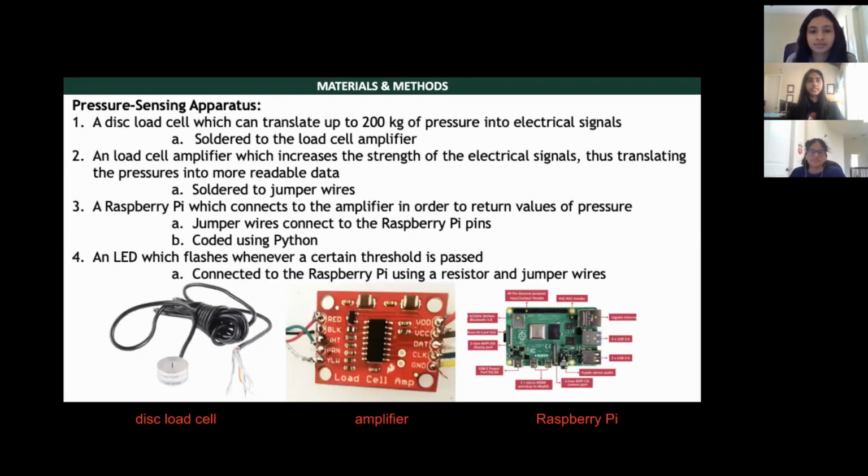We used the disc load cell to sense pressure exerted when using a crutch. First, the load cell was connected to an amplifier in order to better read pressures. Wires were then soldered to a Raspberry Pi, which is a single-board mini-computer. Using the coding language Python, the Raspberry Pi was coded to read the values of pressure and return them. Then, a mini LED light was also connected to the Raspberry Pi, and we coded it to blink on and off if a certain pressure threshold was passed.